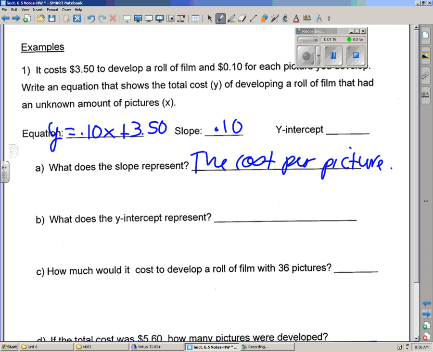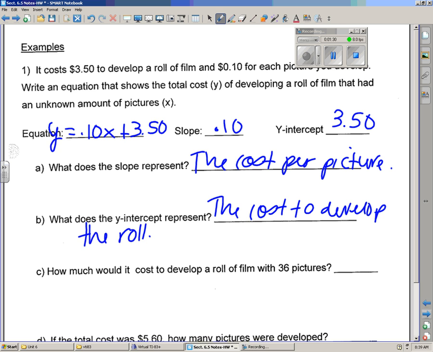The y-intercept is $3.50, and that's how much it is, or the cost that it is, to develop the roll of film. The cost to develop the roll.